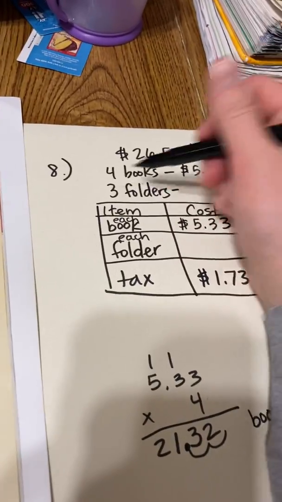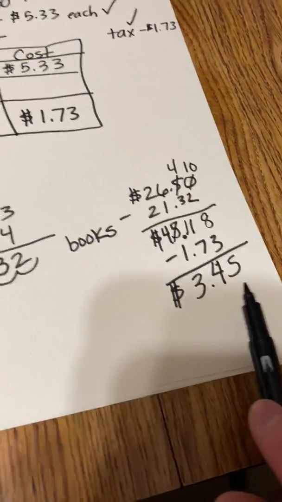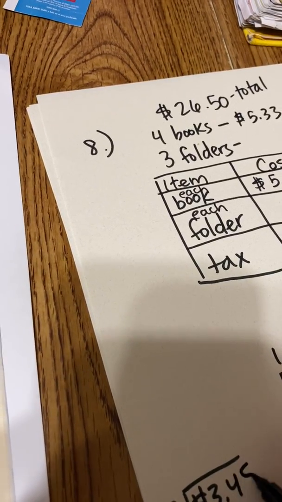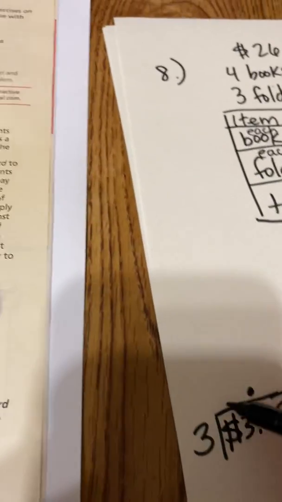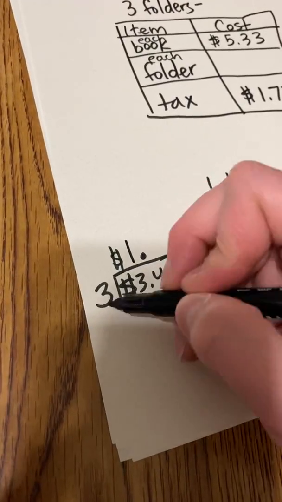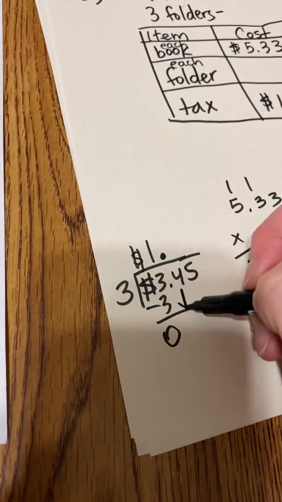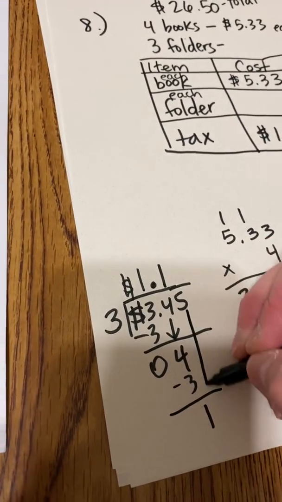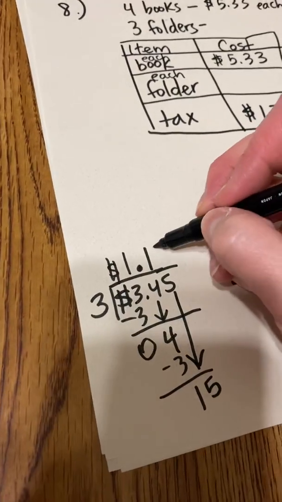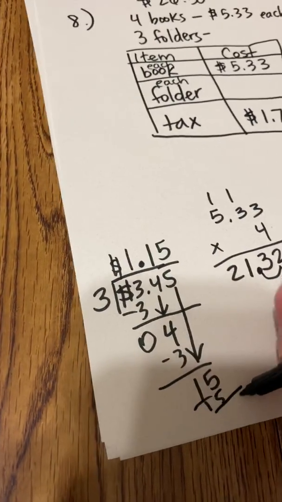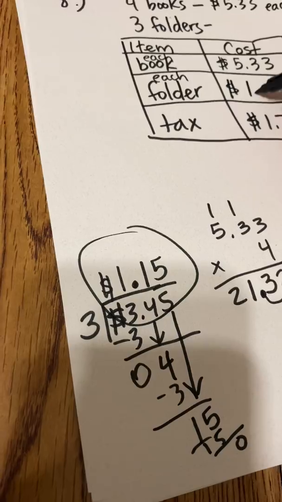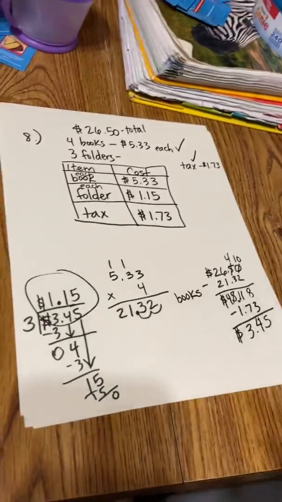And I know that I bought 3 folders. So I have to take that leftover and divide it by 3. So over here, I'm going to do $3.45 and divide it by 3. So 3 goes into 3 once. 1 times 3 is 3. 0. Bring the 4 down. 3 goes into 4 also once. Minus 3. And then bring down 5. And 3 goes into 15 5 times. And I'm left with 0. So that's it, people. Each folder cost $1.15. So that's the folders here.